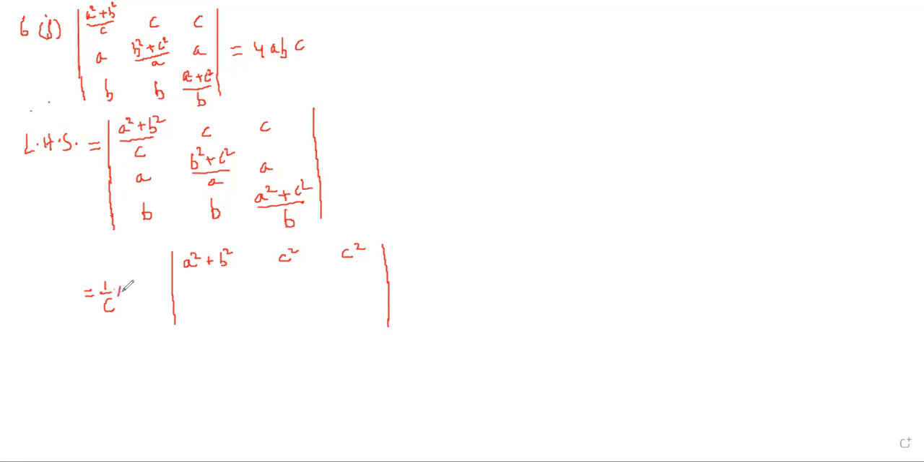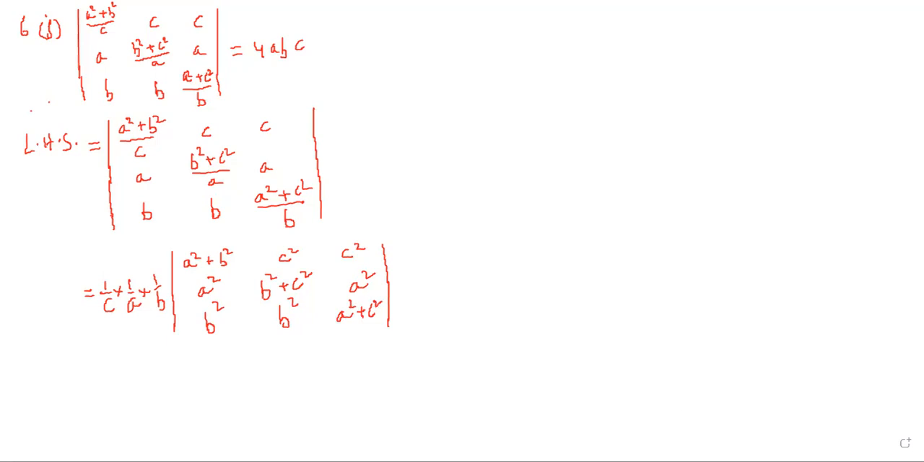Then in the second row, we will multiply by a, so before this we have to divide by a. So a into a square, b square plus c square upon a into a will be cancelled out, b square plus c square, a into a, a square again. In the third row, we will multiply by b, so we also have to divide by b. So b into b, b into b, and a square plus c square upon b into b, b cancelled out, a square plus c square.